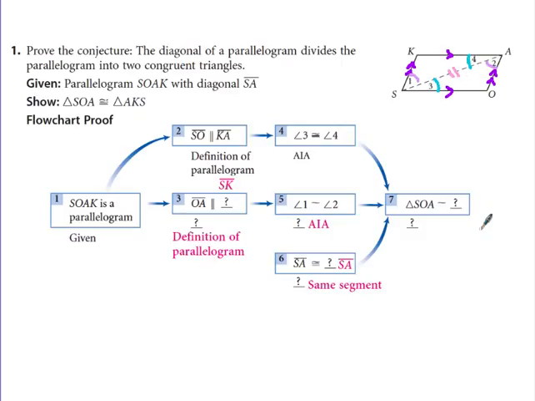Okay, I've got an angle, I've got a side, and then I've got an angle. So I know that triangle SOA is congruent to triangle AKS. Reason? ASA. Why is it not AAS or SAA? Because the side is right in between the angles. That's right. It's sandwiching the two angles.